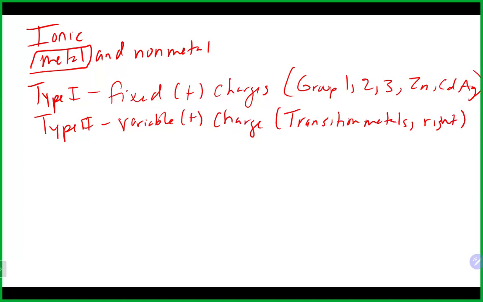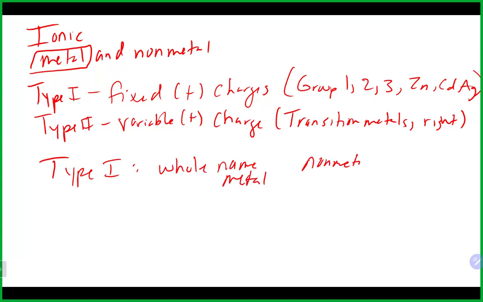So for type 1 compounds, you just go with the whole name of the metal. And remember that for our non-metal, we drop the last part of the name and put IDE in there. Also remember that you should never, ever use a prefix whenever a metal's involved. That's a good way to remember: if you see a metal, you definitely should not be using one.